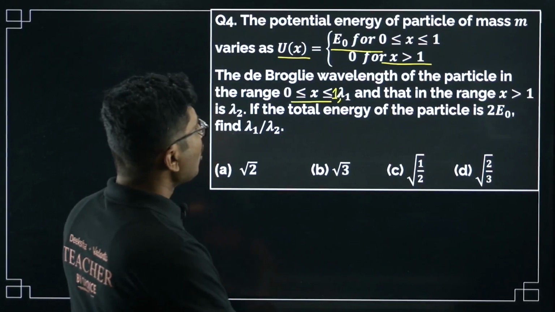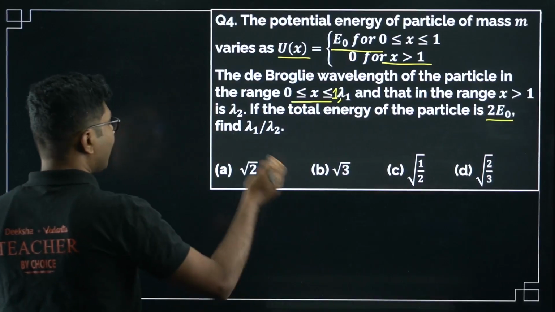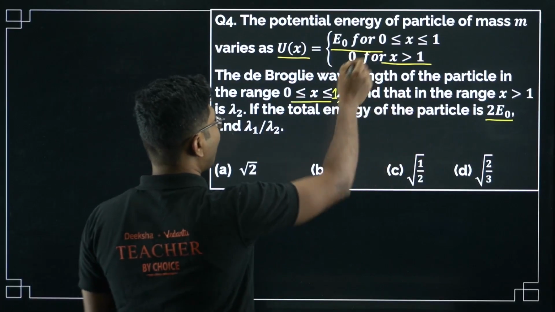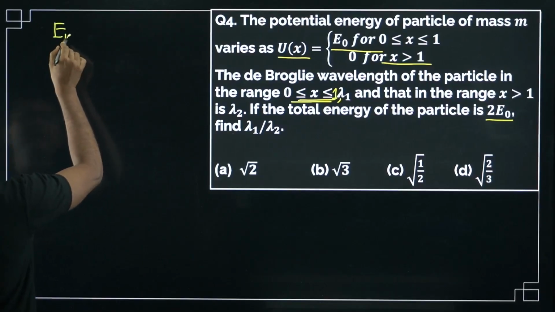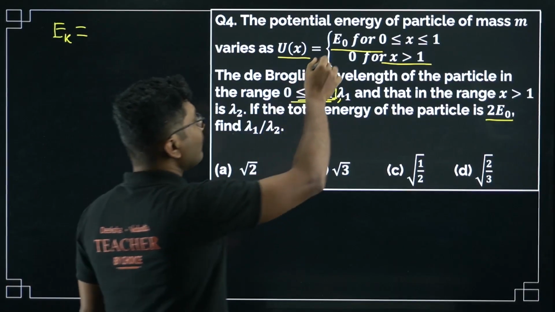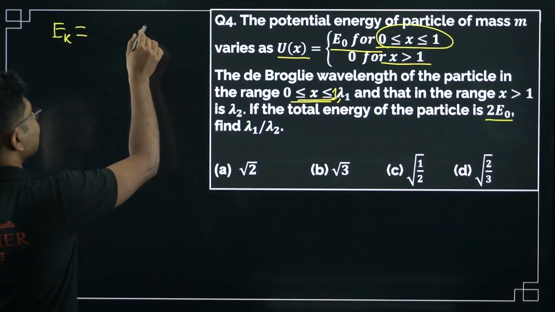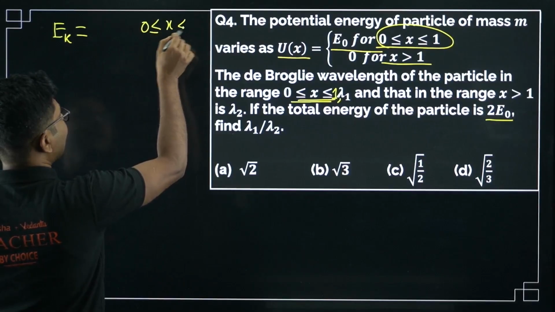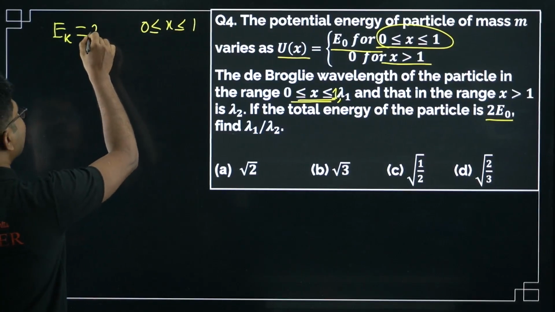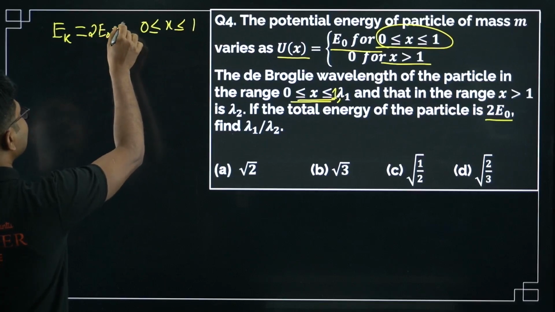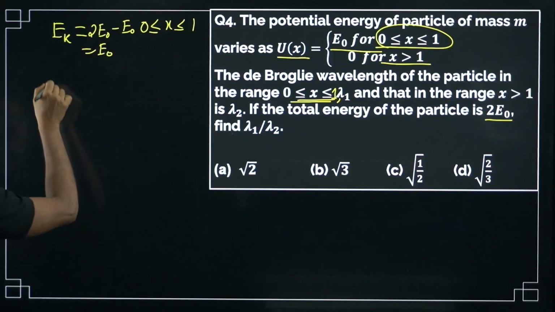So first of all, the total energy of the particle is 2E0. What is the kinetic energy for this range, the beginning stage, for the condition 0 < x < 1? Kinetic energy will be total energy minus potential energy, that is E0. So what is the wavelength lambda 1?